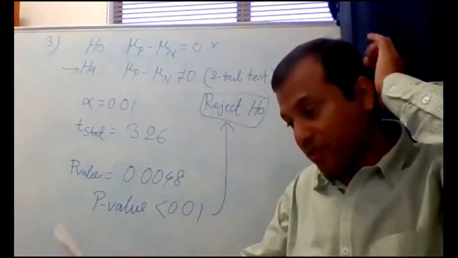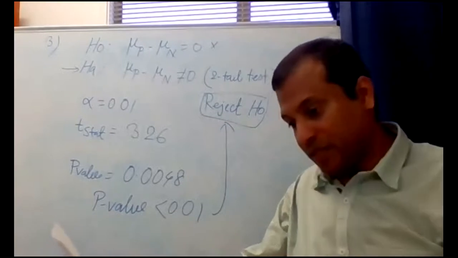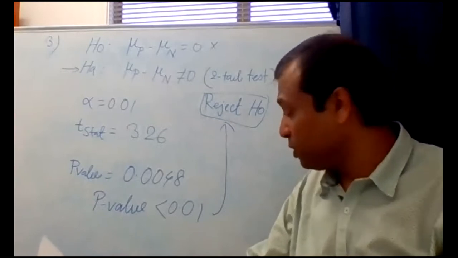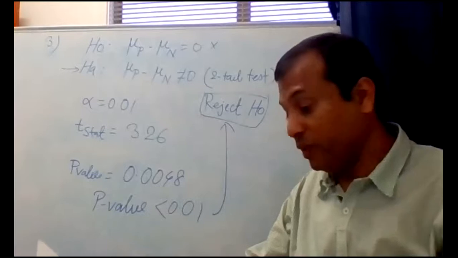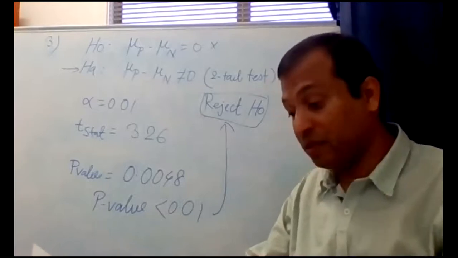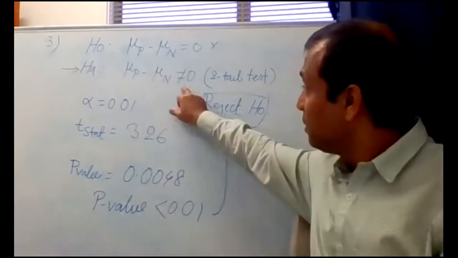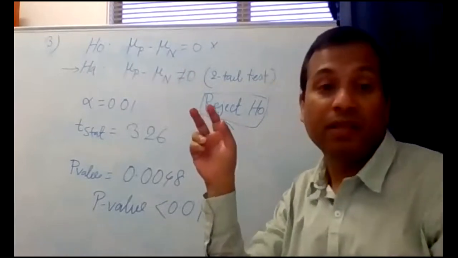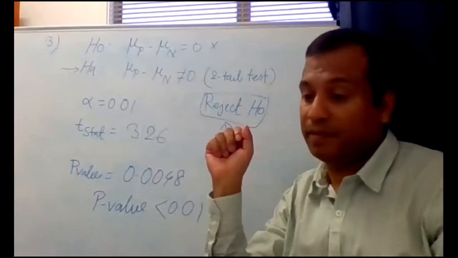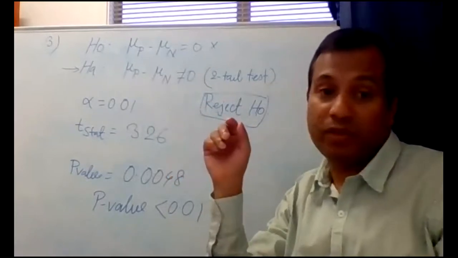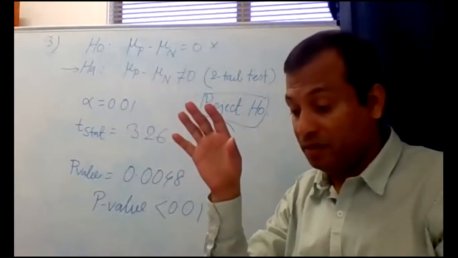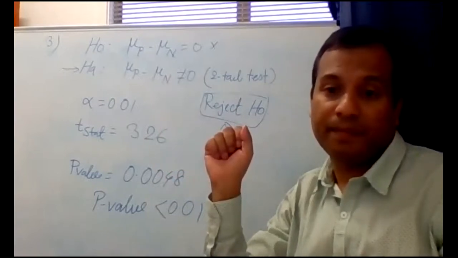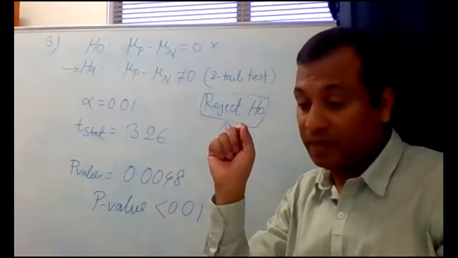So what will be your conclusion over here? Since the p-value 0.0048 is less than 0.01, we reject H naught and conclude that there is a mean difference in strontium 90 between the two different cities, Pennsylvania and New York. So there is a significant difference in terms of strontium 90 between these two cities. Is that clear?